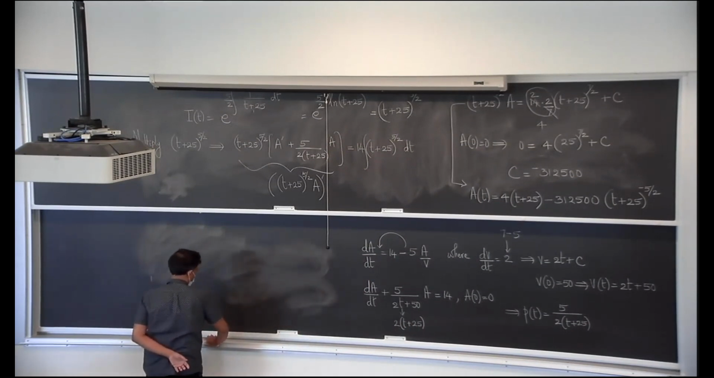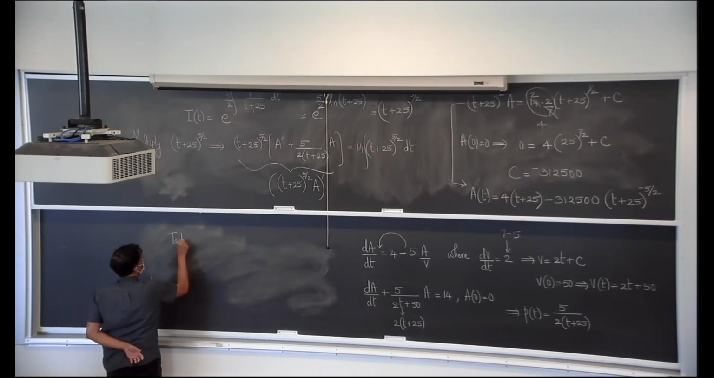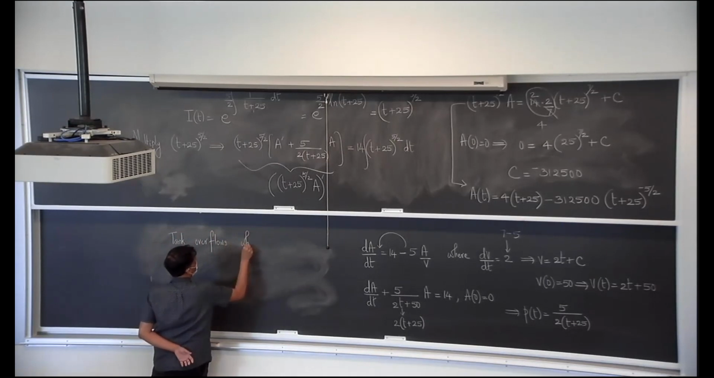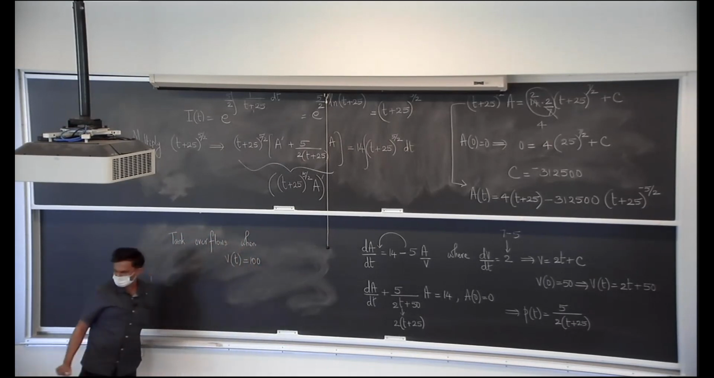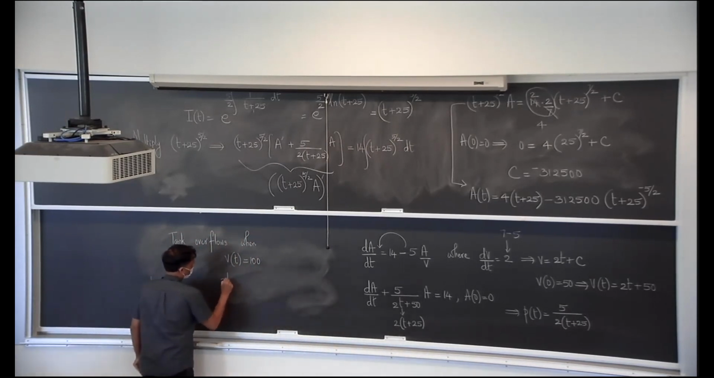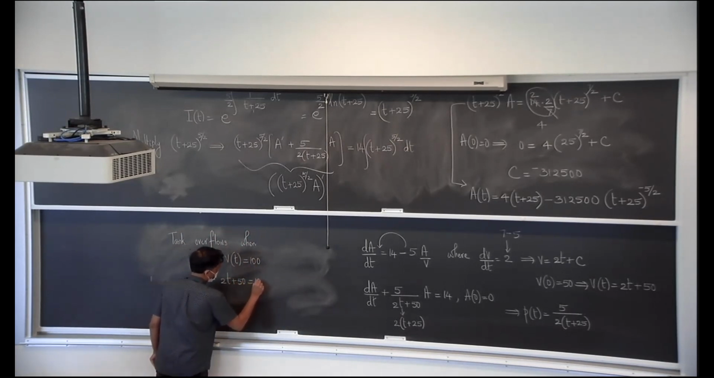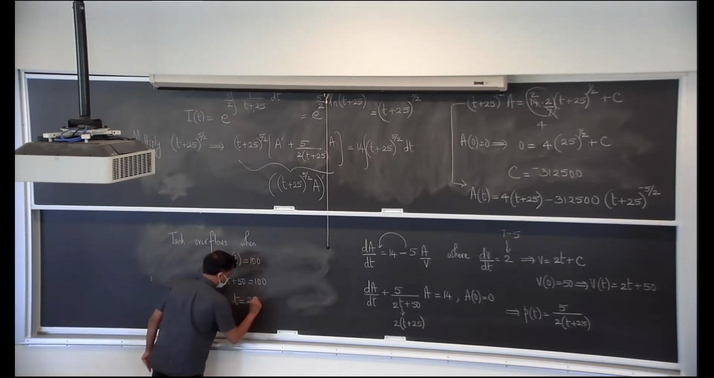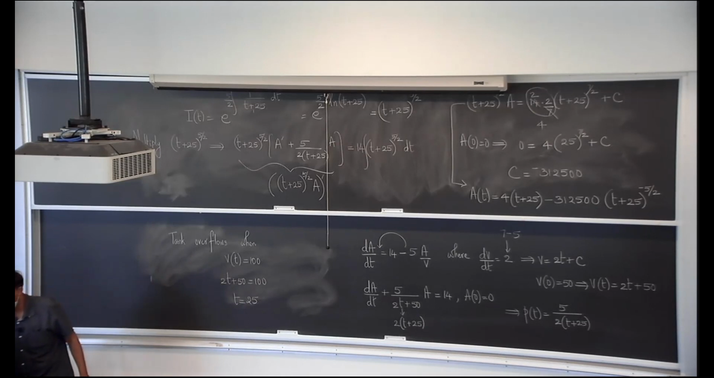The tank overflows when the volume of the tank is equal to its full capacity. Full capacity in this case was 100 gallons, I think. And V of t was 2t plus 50, was it? Equal to 100. So t is, about to say 50, but it's 25. And the units would be minutes.